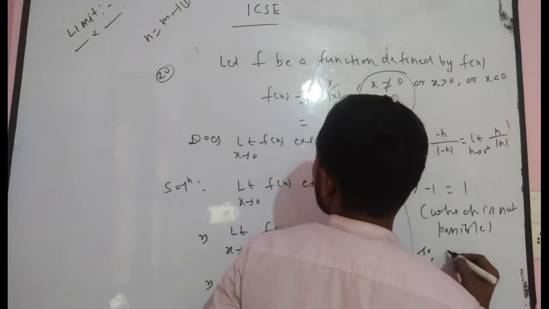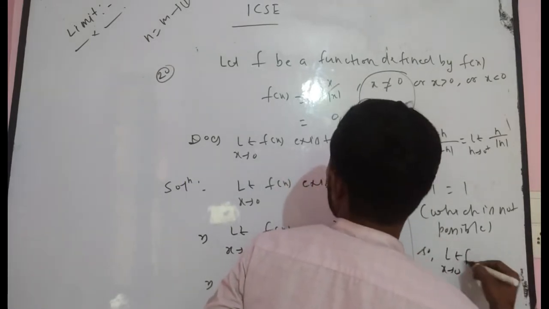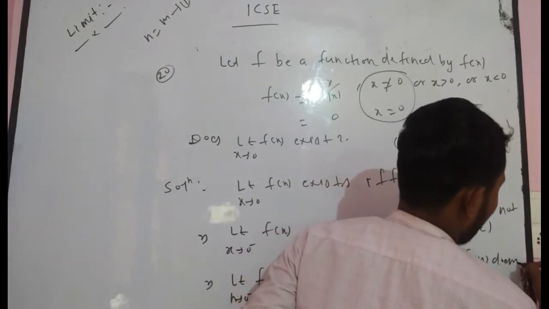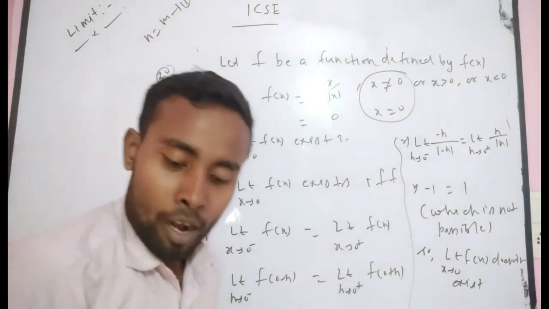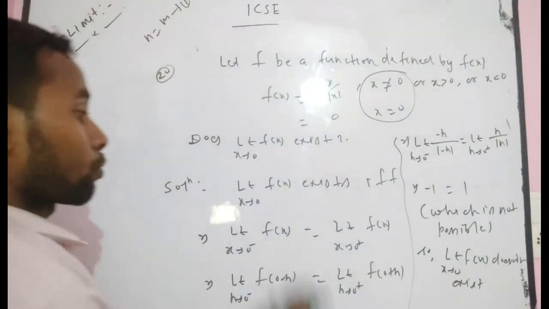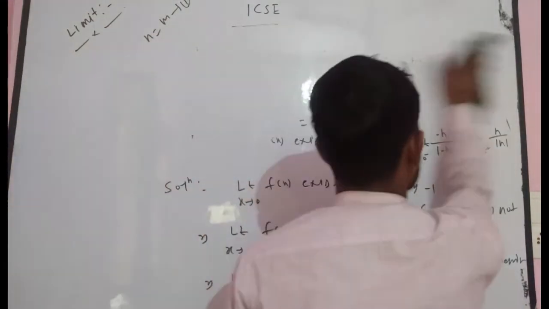So limit x tends to 0 f(x) doesn't exist. What can you say? The limiting value of f(x) at x equal to 0 doesn't exist.